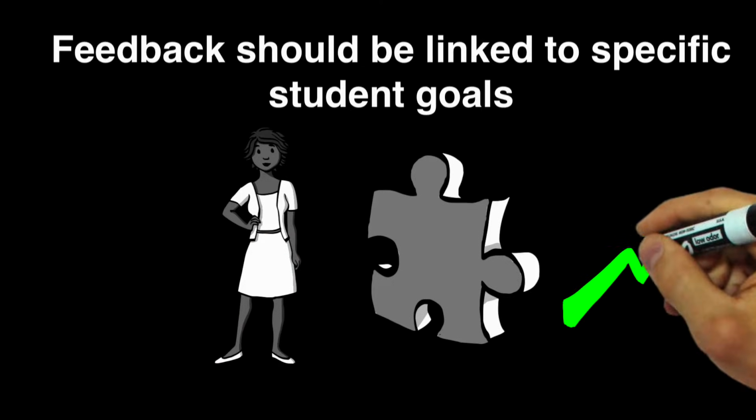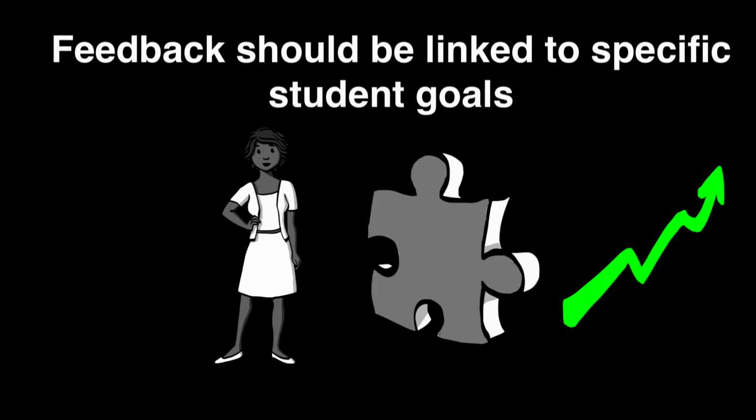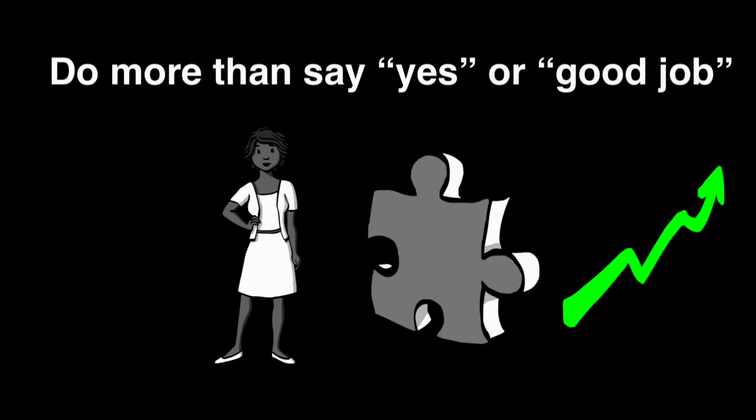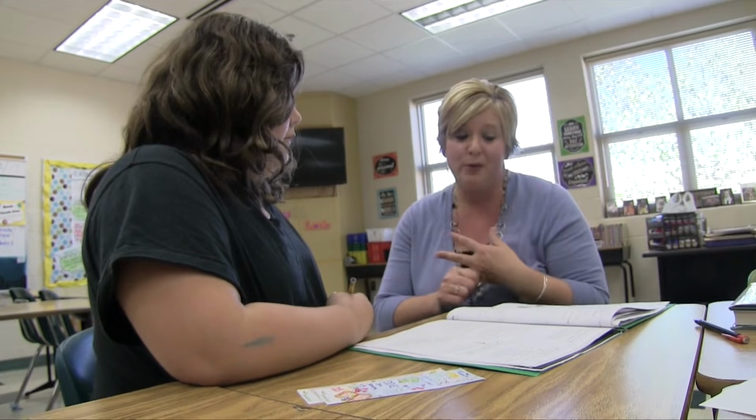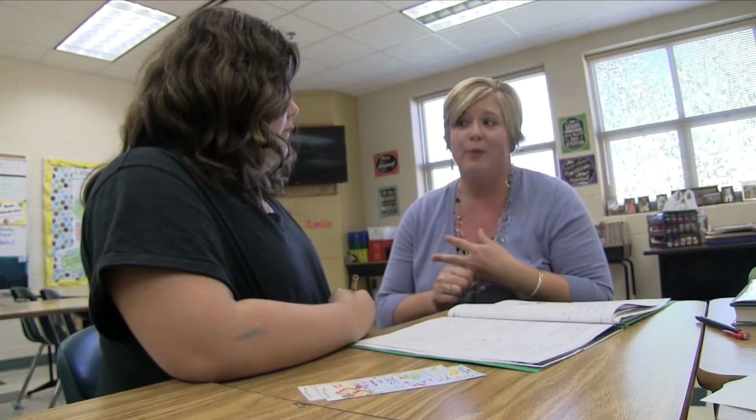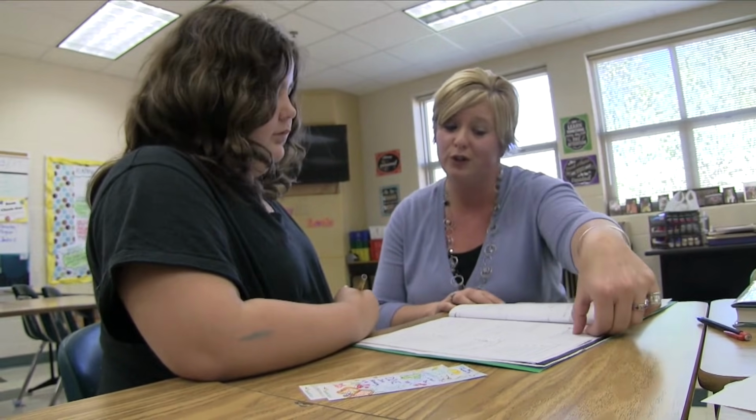Feedback should be linked to specific student goals and delivered in a way that helps students see progress toward those goals. In other words, teachers should do more than say yes or good job. Teachers must provide students with specific information about their current performance and their progress towards individual learning and behavioral goals.